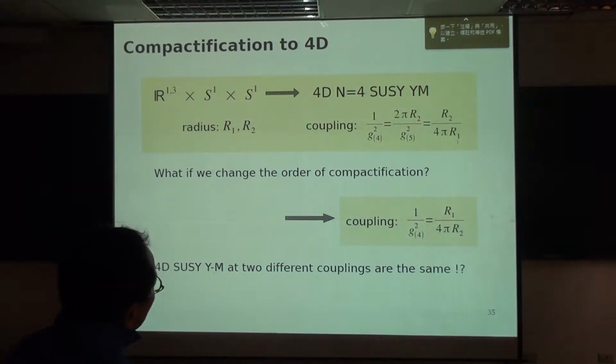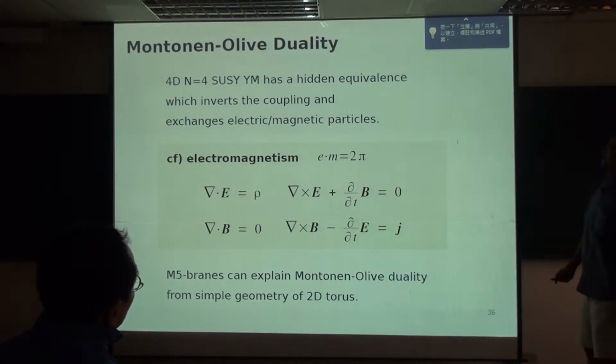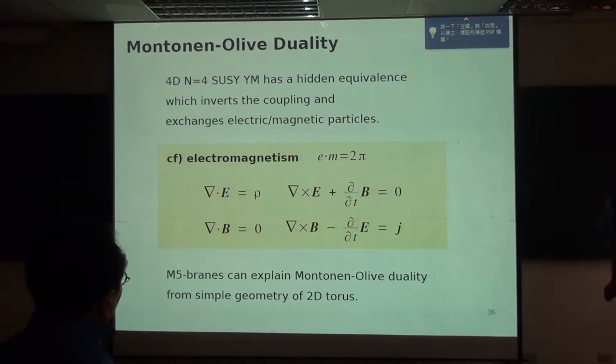What does this mean? Well, 4D super Yang-Mills at the 2 different values of the couplings are the same. That's the natural question. Well, it turns out that for 4D N equals 4 super Yang-Mills theory, there is a hidden quantum equivalence relation which inverts the coupling constant and exchanges the electric and magnetic particles.